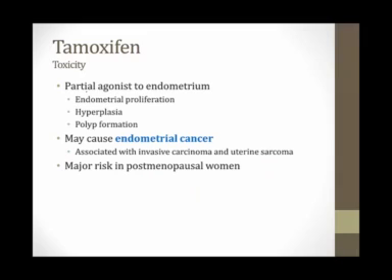Because tamoxifen is a partial agonist to the endometrium, it can stimulate endometrial growth. So women on this drug can see endometrial proliferation and hyperplasia and polyp formation, and it may lead to endometrial cancer. Its use has been associated with invasive carcinoma and uterine sarcoma, and the major risk is in postmenopausal women who aren't having regular menstrual cycles where they shed the lining of the uterus.